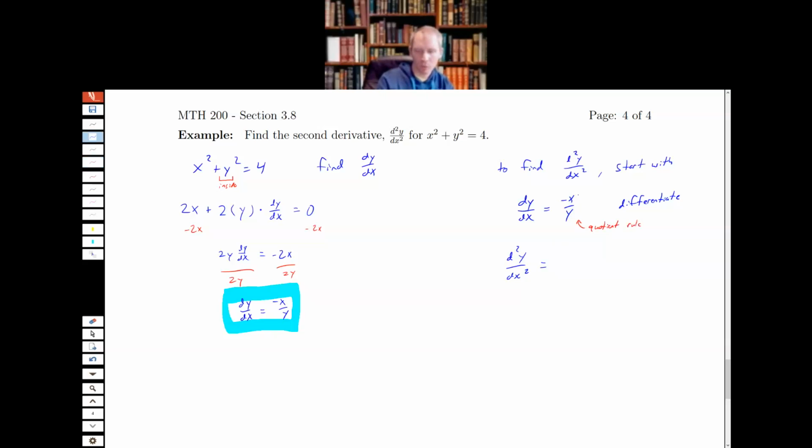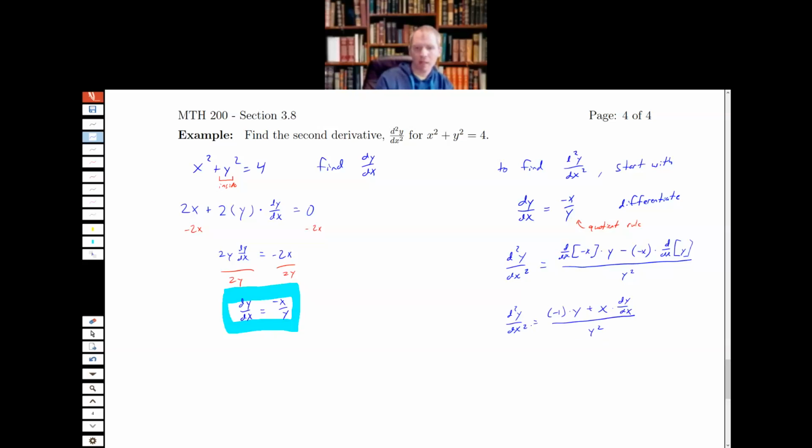So writing out the quotient rule, we have the derivative of the top times the bottom minus the top times the derivative of the bottom, all over the bottom squared. Okay, so when I take the derivative of the opposite of x, I just get -1. Minus a negative we can write as plus x, and the derivative of y is dy dx.